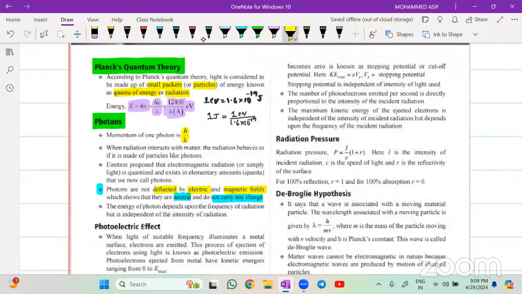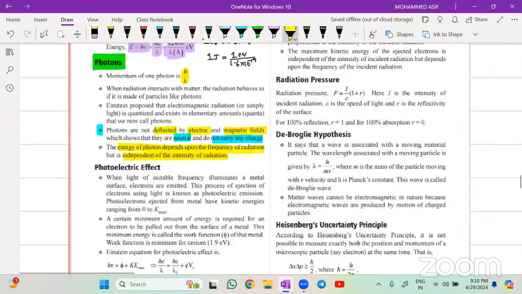The energy of the photon depends on what, beta? The energy of your photon depends on frequency of radiation, but it is independent of what? Intensity of radiation, because E equals h into nu. Next one is photoelectric effect.